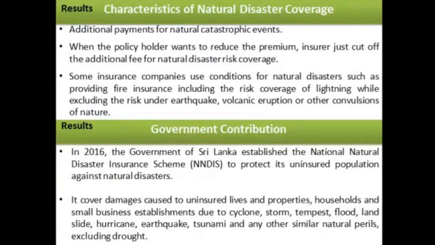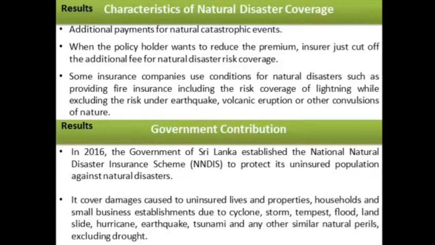Now we are at the characteristics of natural disaster coverage. Additional payments for natural catastrophic events can be identified through the insurance companies. When the policyholder wants to reduce the insurance premium, they just cut off the additional fee for natural disaster risk coverage. Actually, this kind of situation makes it difficult for the policyholder due to less coverage capacity. On the other hand, this kind of policy might be valuable for someone who is not in a natural disaster risk area.